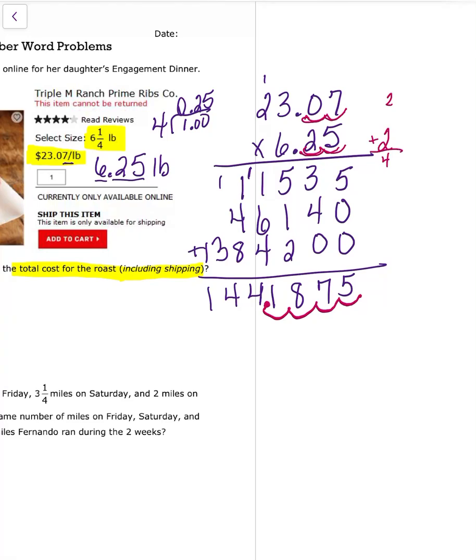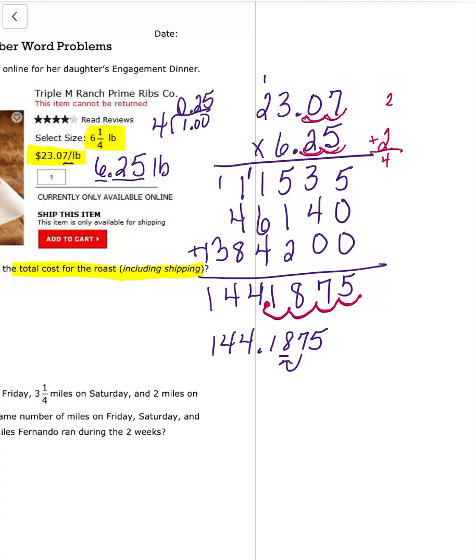So it's 144 and 1,875 thousandths. Now this is money, right? And our smallest value for money is a cent, which is our hundredths place, right? So that means we need to round that 8.